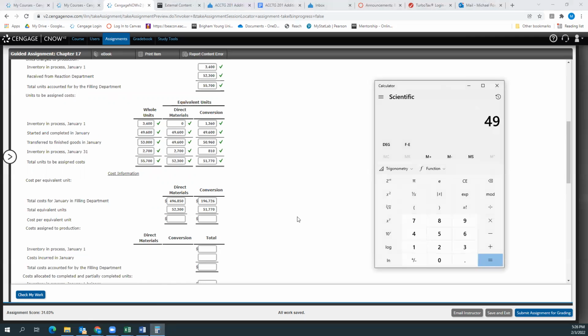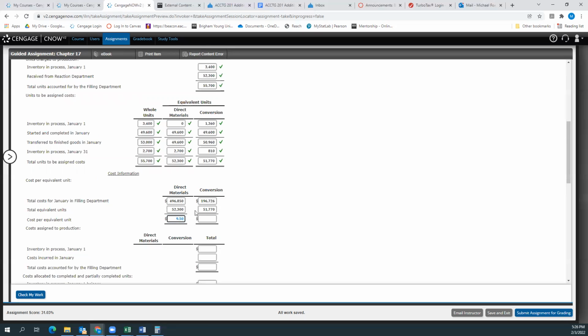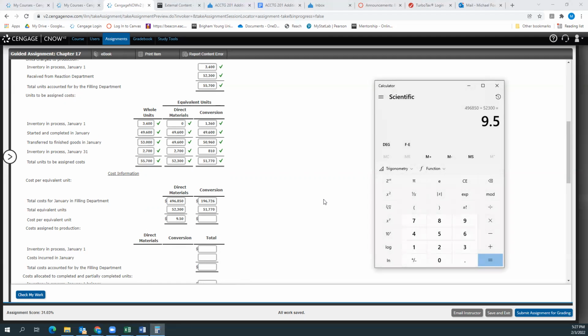So if I take 496,850, divide that by 52,300 units, I get a cost of $9.50 per equivalent unit. Now this is why we had to figure out the equivalent units, so that we could have more accurate cost information. If we just divided it by the whole number of units, it would not have been as accurate because these 3,400 units worth of direct materials were already accounted for in the previous accounting period. We're going to do the same thing to find out our conversion costs per equivalent unit.